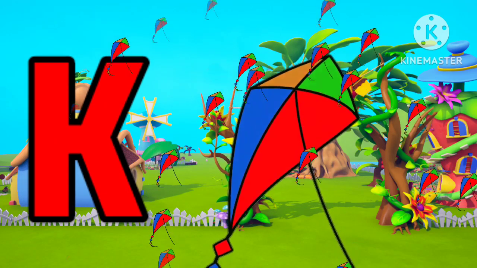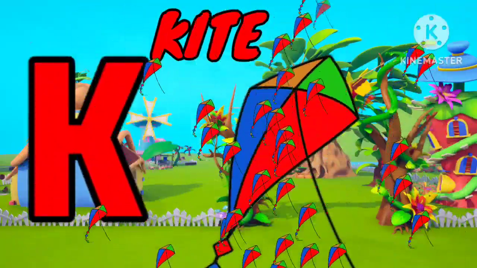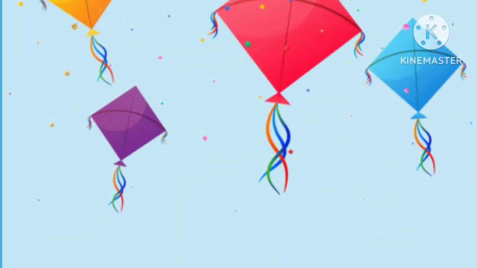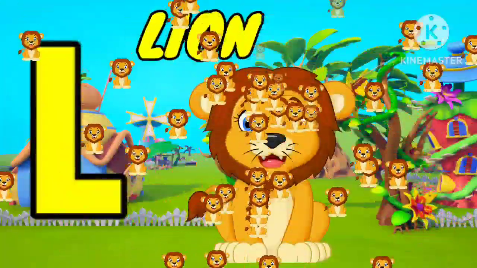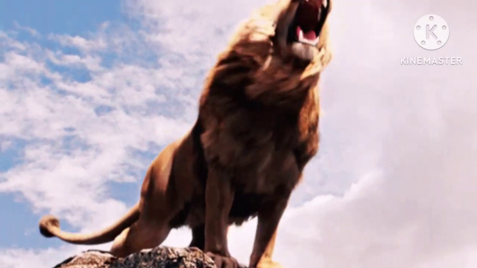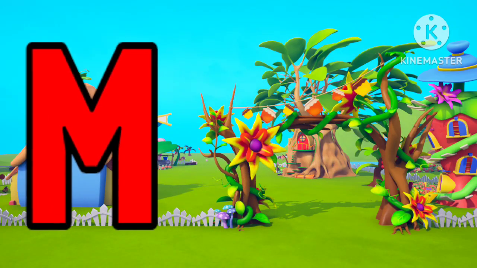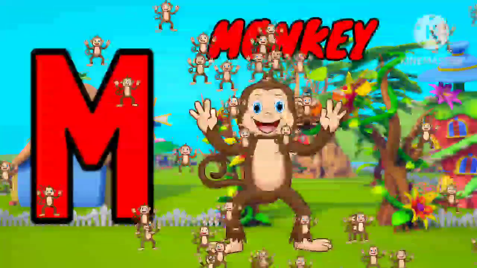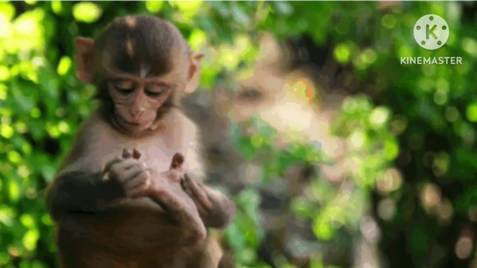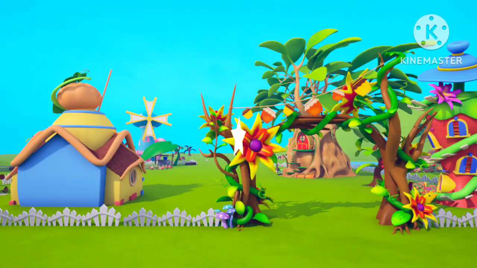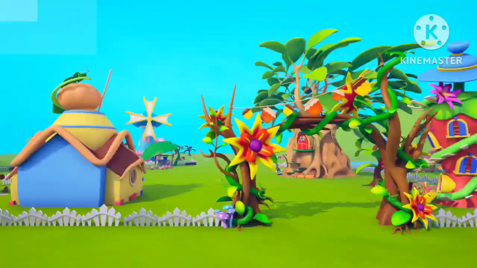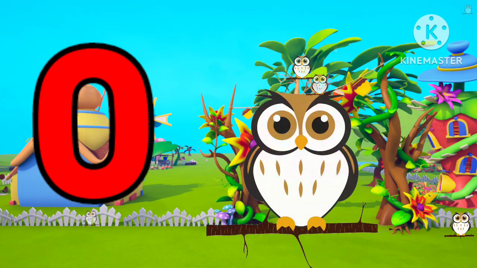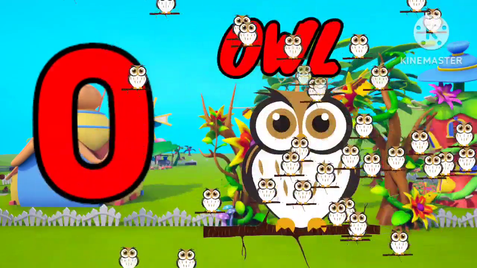K is for kite. L is for lion. M is for monkey. N is for nest. O is for owl.